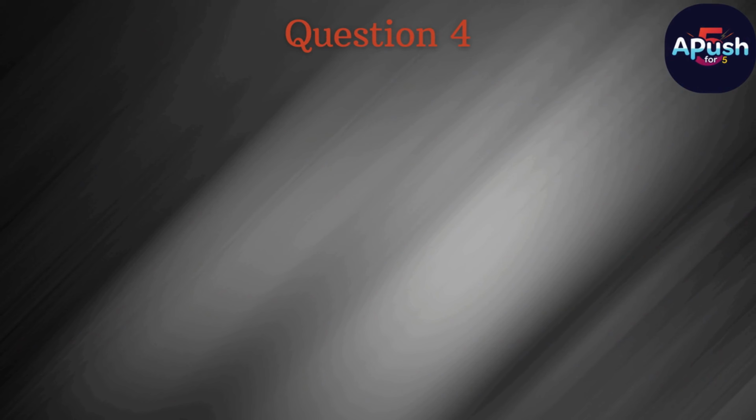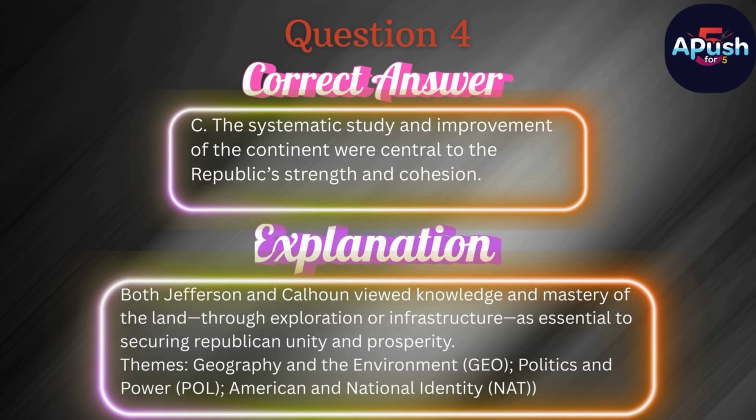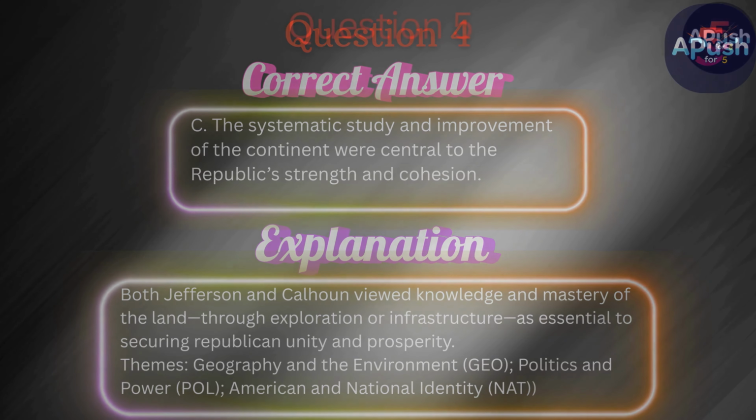The correct answer is C. The systematic study and improvement of the continent were central to the Republic's strength and cohesion. Both Jefferson and Calhoun viewed knowledge and mastery of the land, through exploration or infrastructure, as essential to securing Republican unity and prosperity.